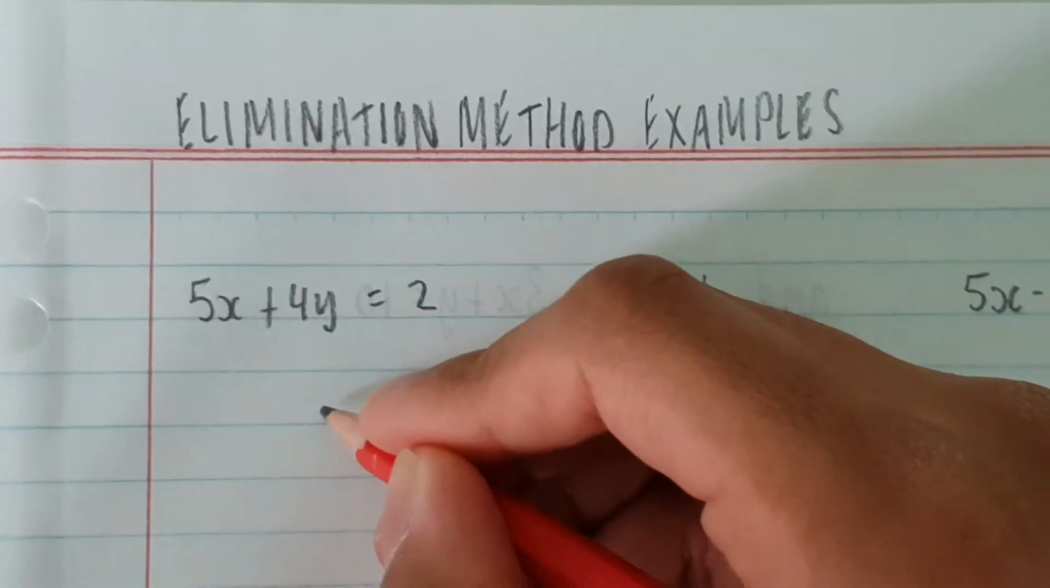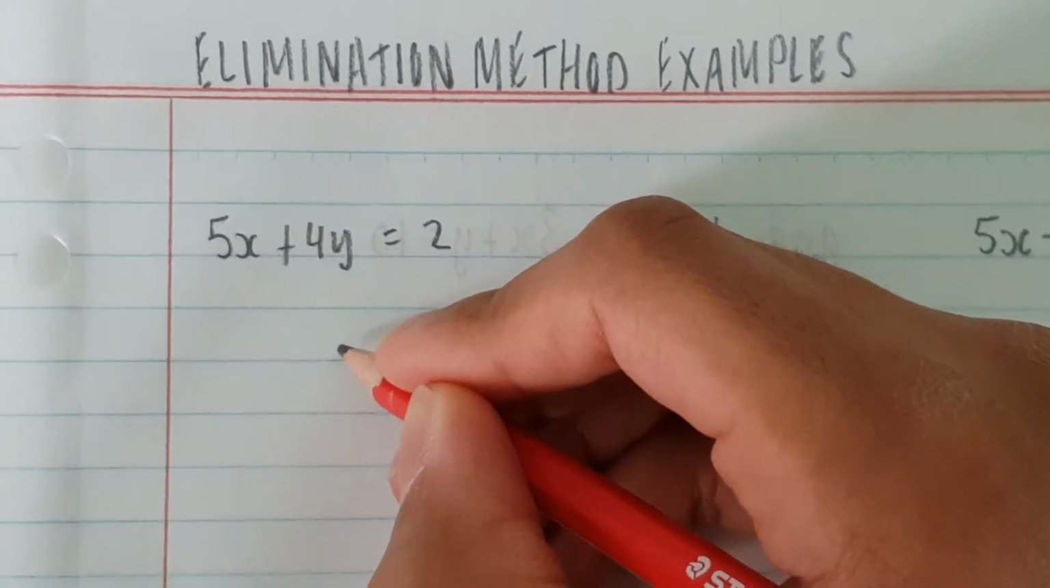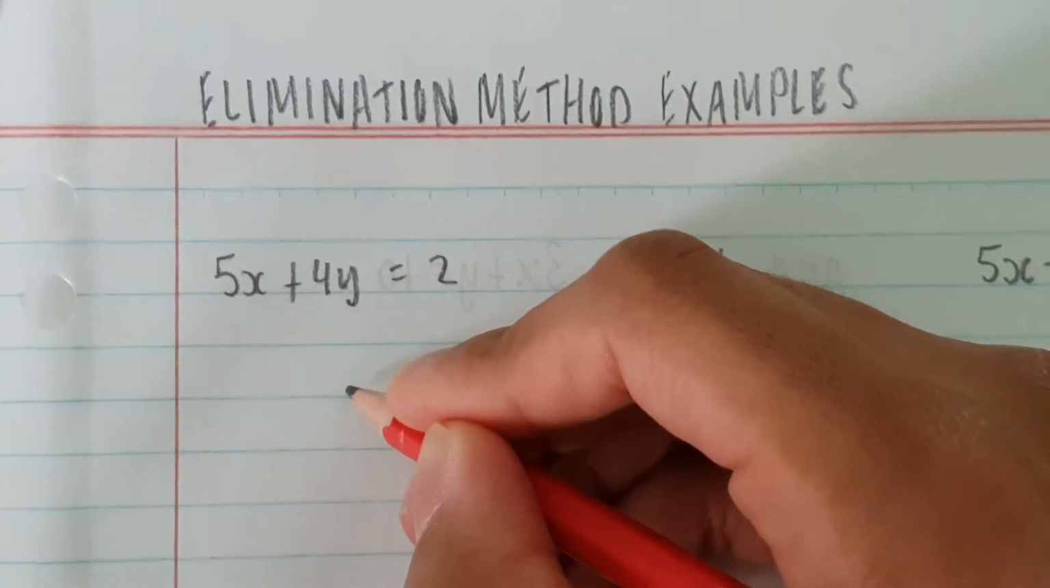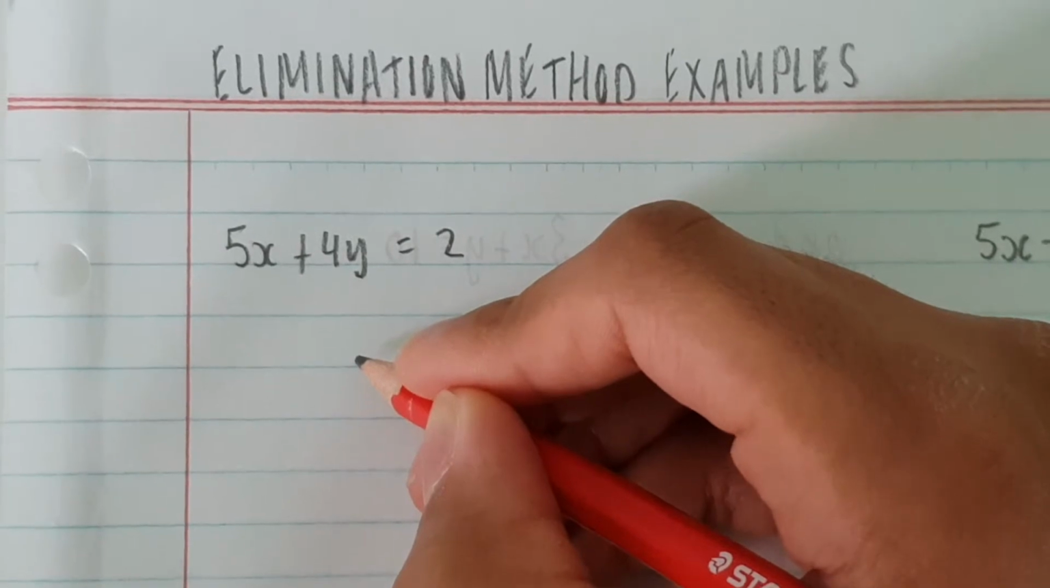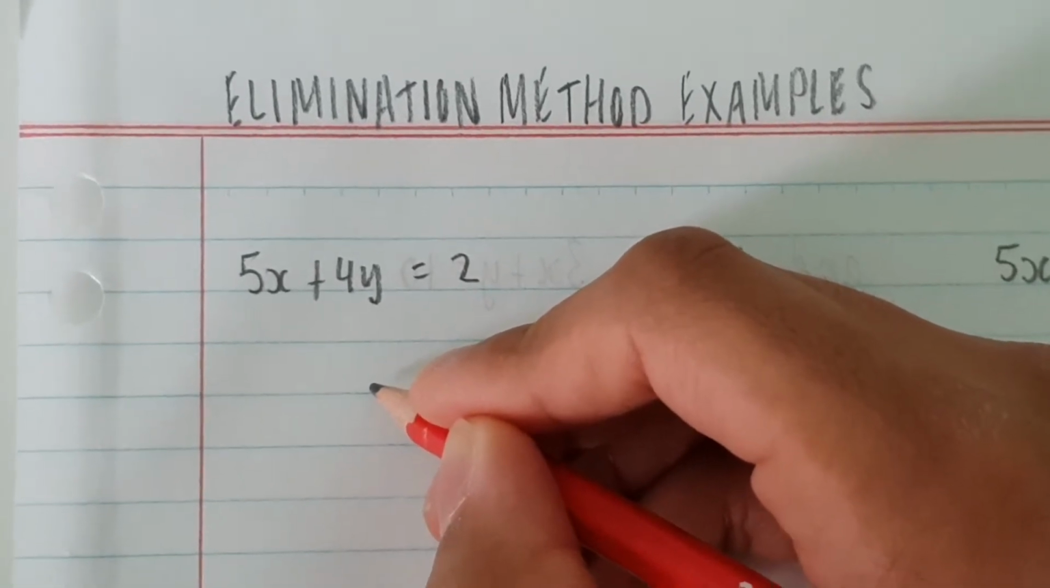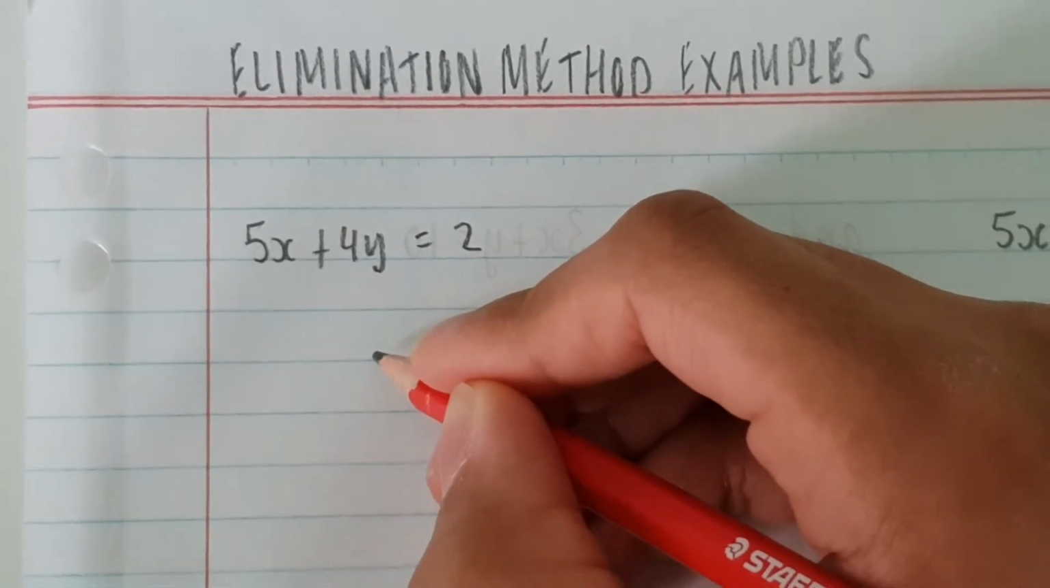I'll be explaining the elimination method to solve simultaneous equations. The elimination method is the process of eliminating one of the variables in a system of equations using addition or subtraction in conjunction with multiplication or division and solving the system of equations.